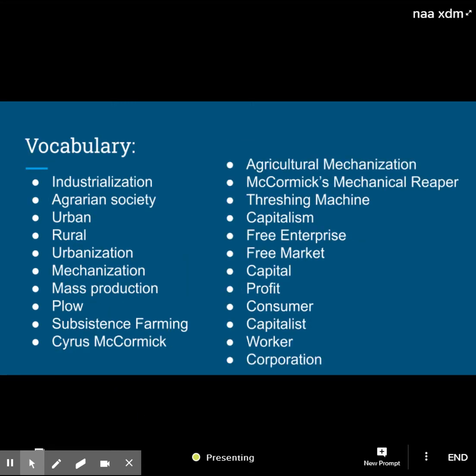We have a lot of vocabulary in this unit, as you might know from the Quizlet that I assigned last week. So we have industrialization, agrarian society, urban, rural, urbanization, mechanization, mass production, plow, subsistence farming, Cyrus McCormick, who's the only individual on the list, agricultural mechanization, McCormick's mechanical reaper, obviously made by Cyrus McCormick, threshing machine, capitalism, free enterprise, free market, capital, profit, consumer, capitalist, worker, and corporation.